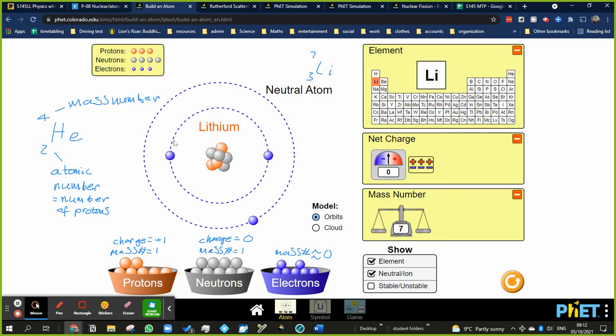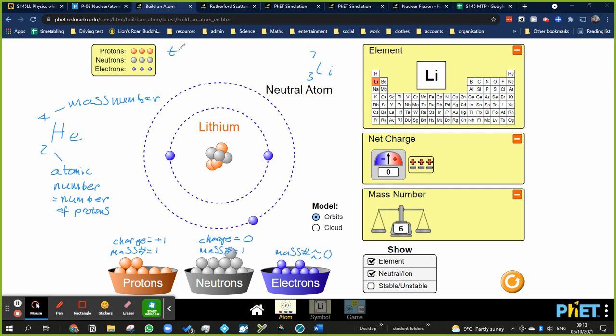So, as I said, lithium is by definition an atom with three protons. If it didn't have three protons, it wouldn't be lithium. However, if I change the neutrons, it's still lithium. It doesn't make any difference. But this type of lithium compared to that type of lithium has a different mass number. Now, when we look at different types of atoms, what we're talking about there is the word isotopes.